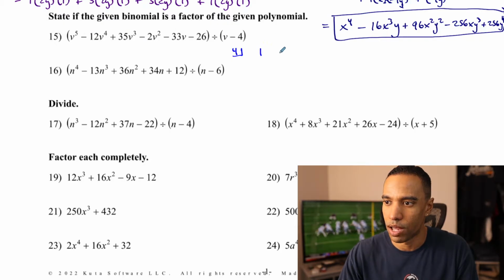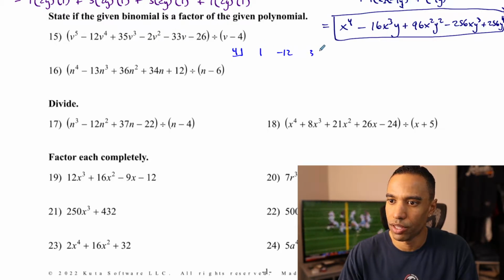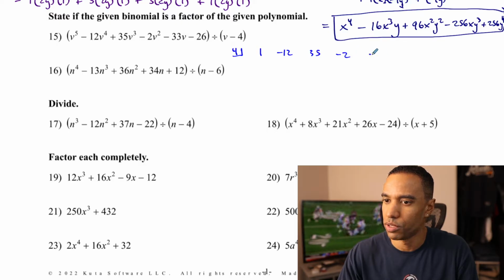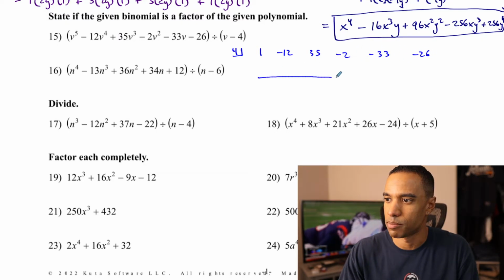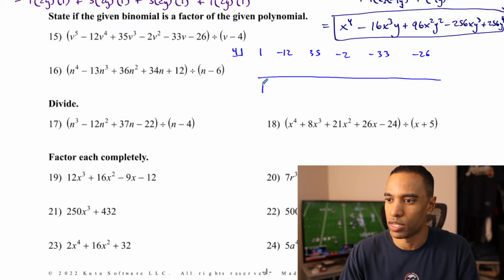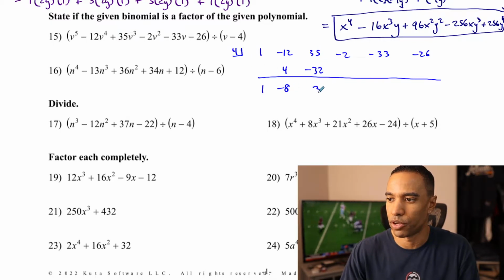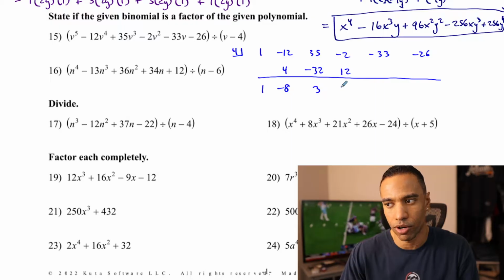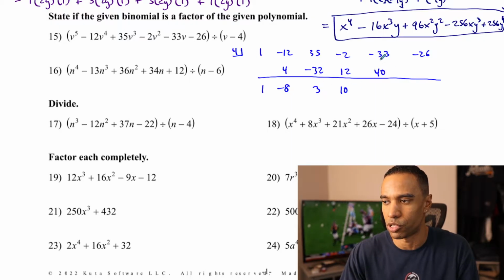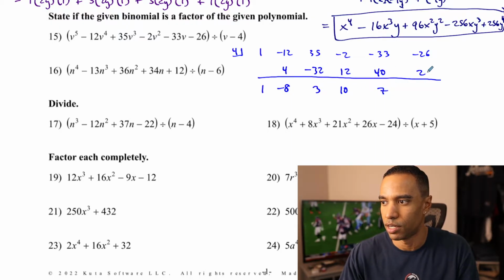I will represent the coefficients in descending order of degree in standard form. 1, negative 12, 35, negative 2, negative 33, and negative 26. And I'm going to attempt synthetic division on this. Bring this 1 down, multiply it by 4, add it with negative 12, multiply it by 4, add it with 35, multiply by 4. I'm telling you the process out loud so you realize what's going on there.